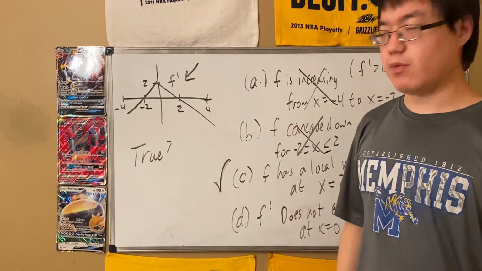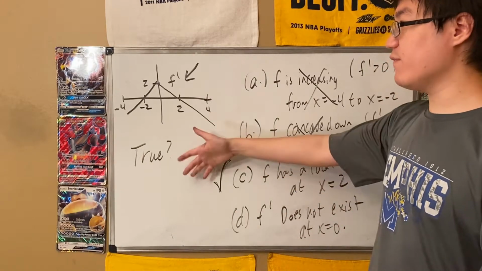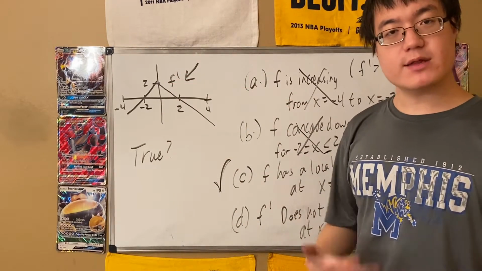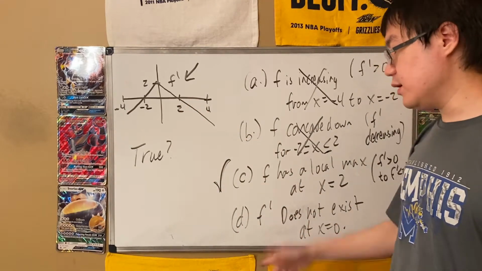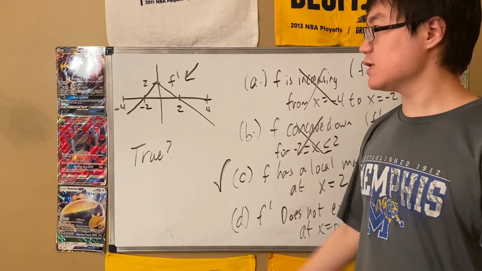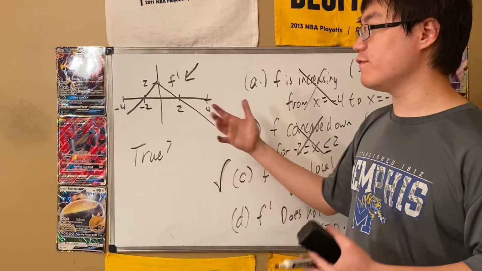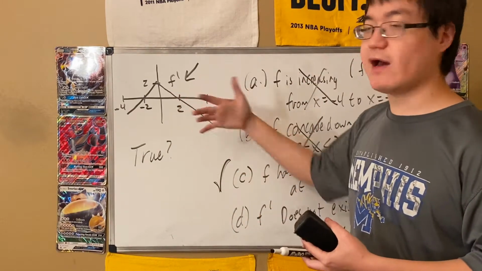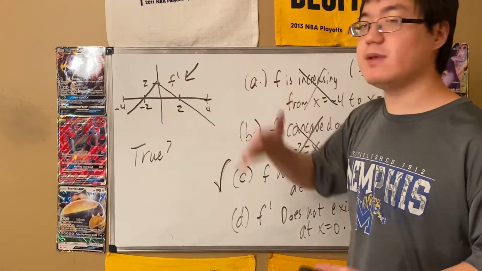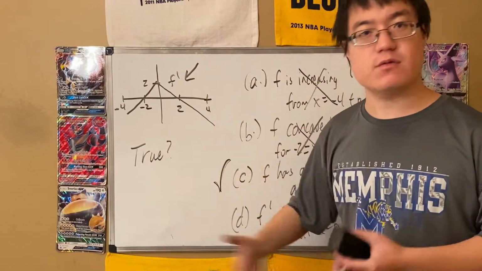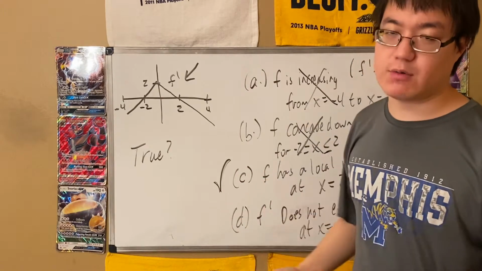Derivatives don't exist at sharp points. But it's not about f prime, because f prime is the graph provided. What doesn't exist is the derivative of whatever this graph is. So the true statement would be f double prime doesn't exist, because that is the derivative of the graph provided. If this graph is f prime, and it has a sharp point, it means that f prime's derivative, which happens to be f double prime, doesn't exist.